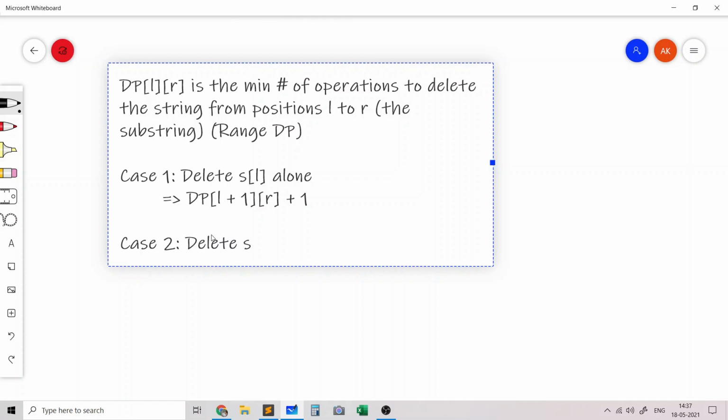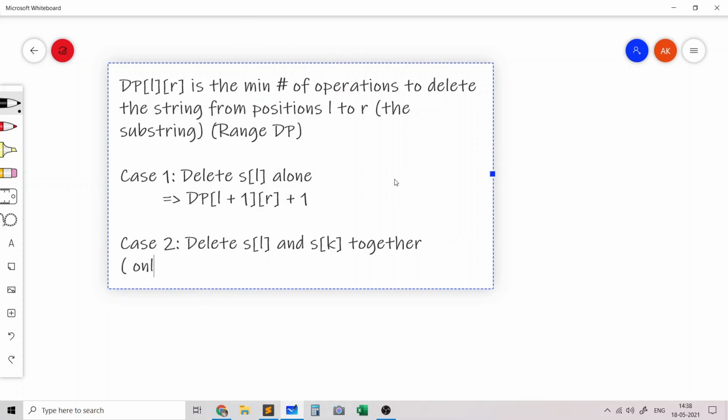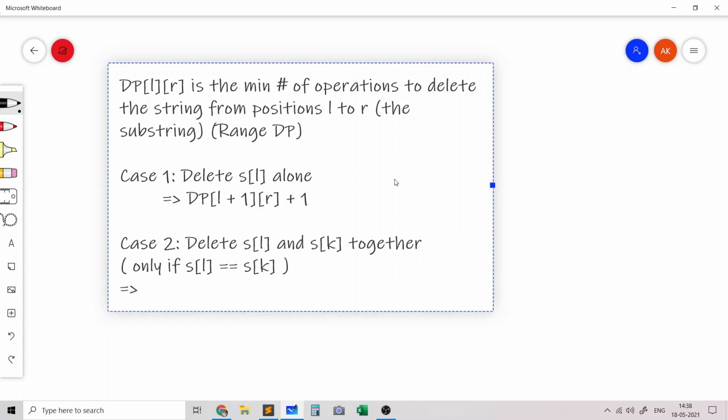In the second case, we delete S of L and S of K together. The idea is the same as the previous problem, where we find the rightmost position which is the same as this position, and we delete them together. So this is only if S of L is S of K. And this means that the number of operations required in this case would be dp of L plus 1 to K plus dp of K plus 1 to R.